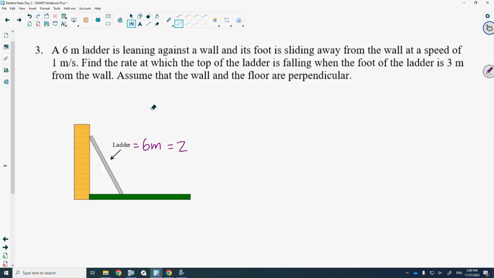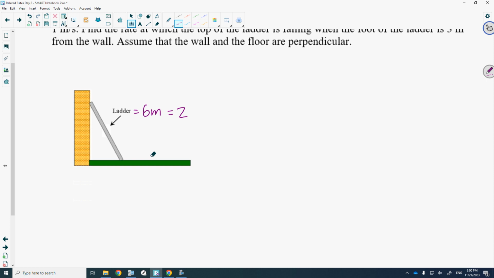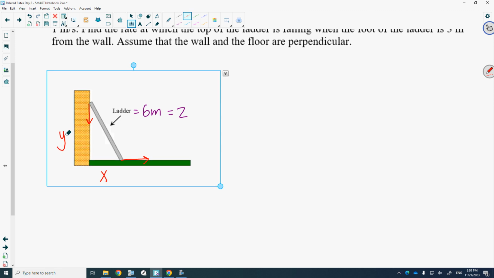Okay, what's happening is it's leaning against the wall. Its foot is sliding away from the wall. So this is what's happening. The foot is sliding away from the wall. The foot's going in that direction, which means that the top of the ladder, does everybody agree, would be going down? Okay. So what we want to do is denote one side to be x and one side to be y. So I'm just going to call the base x and this y.